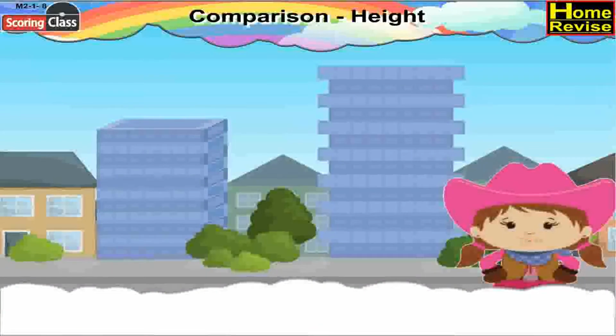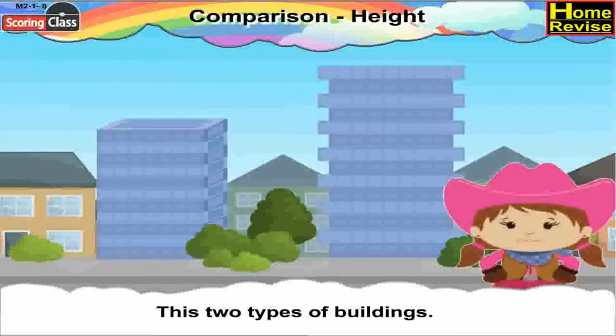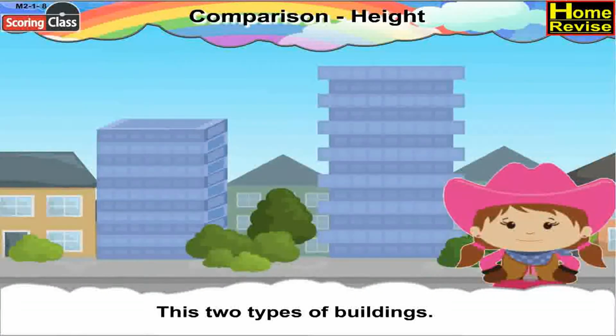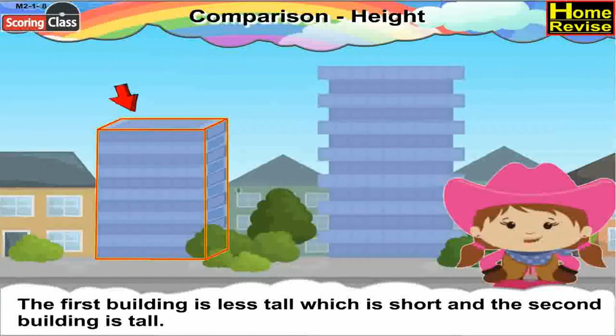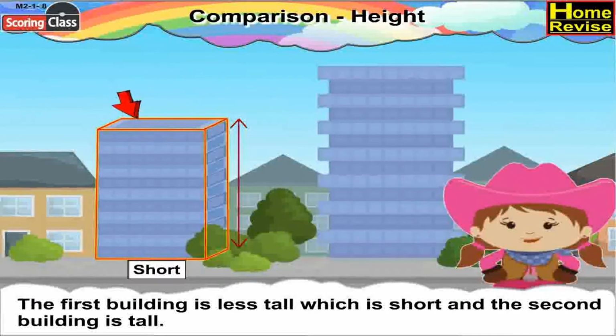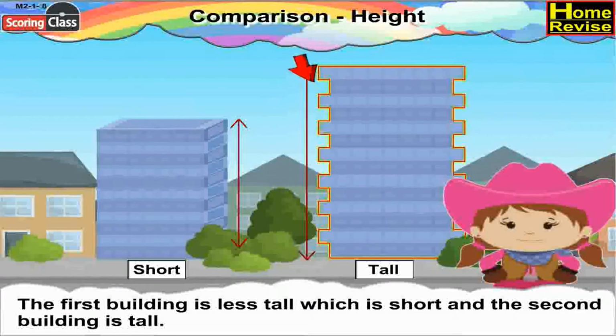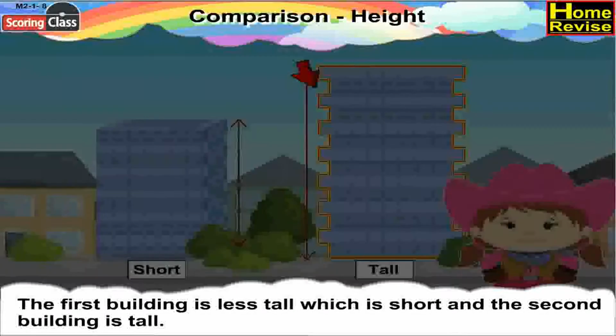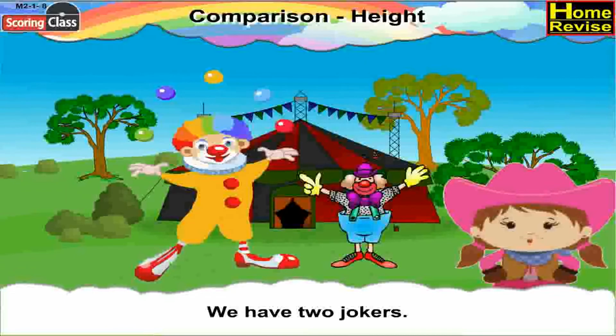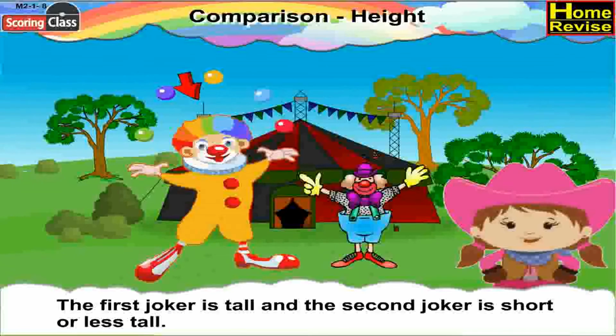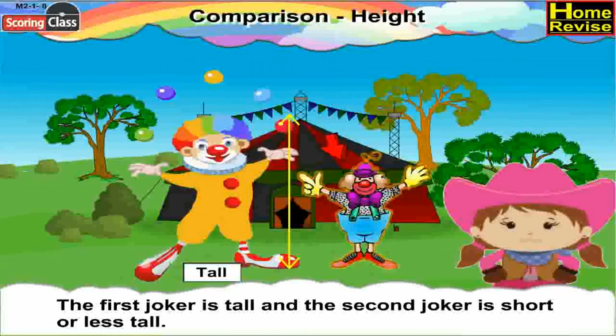Now, let us see these two types of buildings. Well, the first building is less tall, which means it is short, and the second building is tall. In the second picture, we have two jokers. Well, jokers are fun. Now, the first joker is tall, and the second joker is short or less tall.